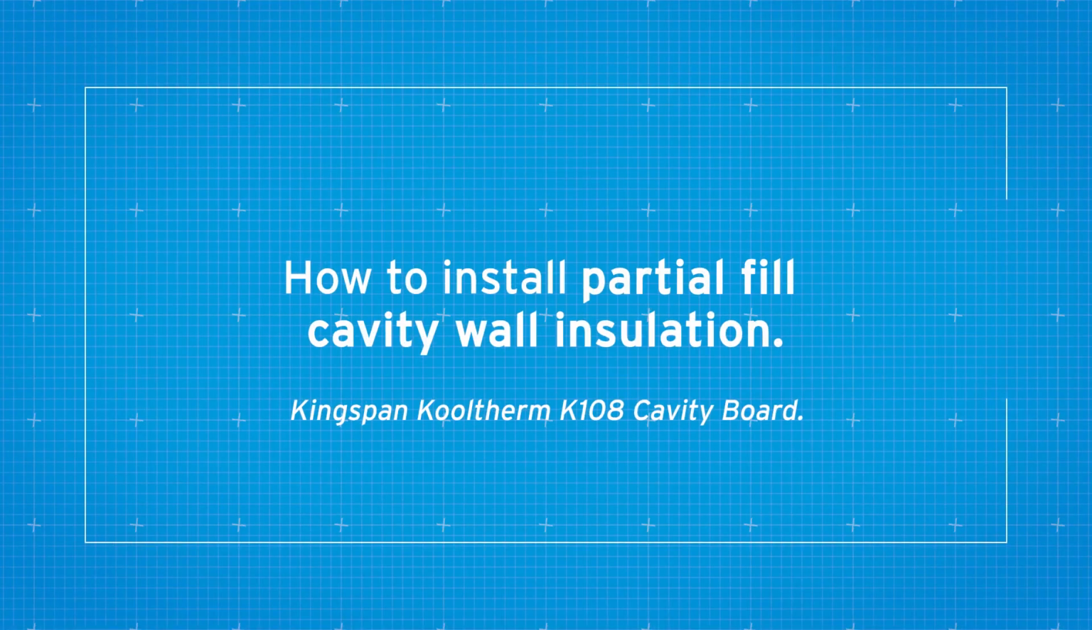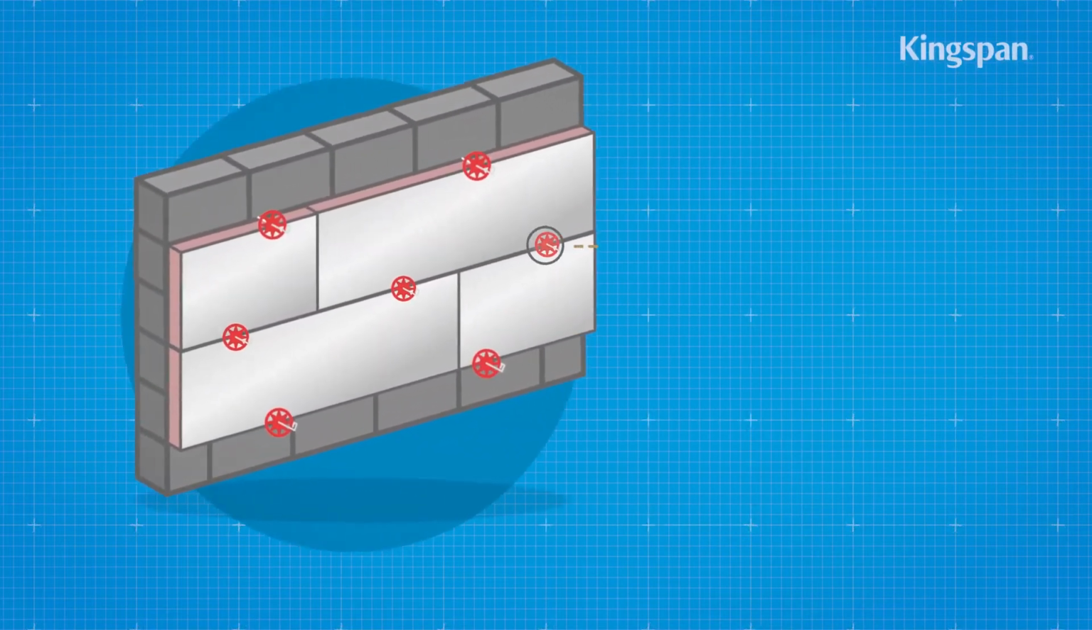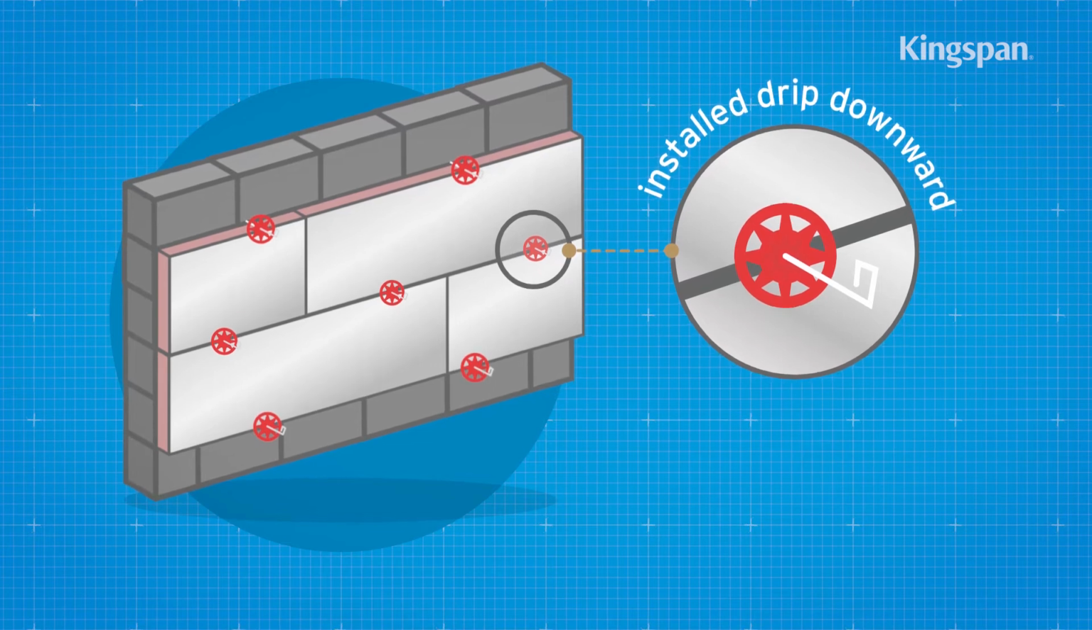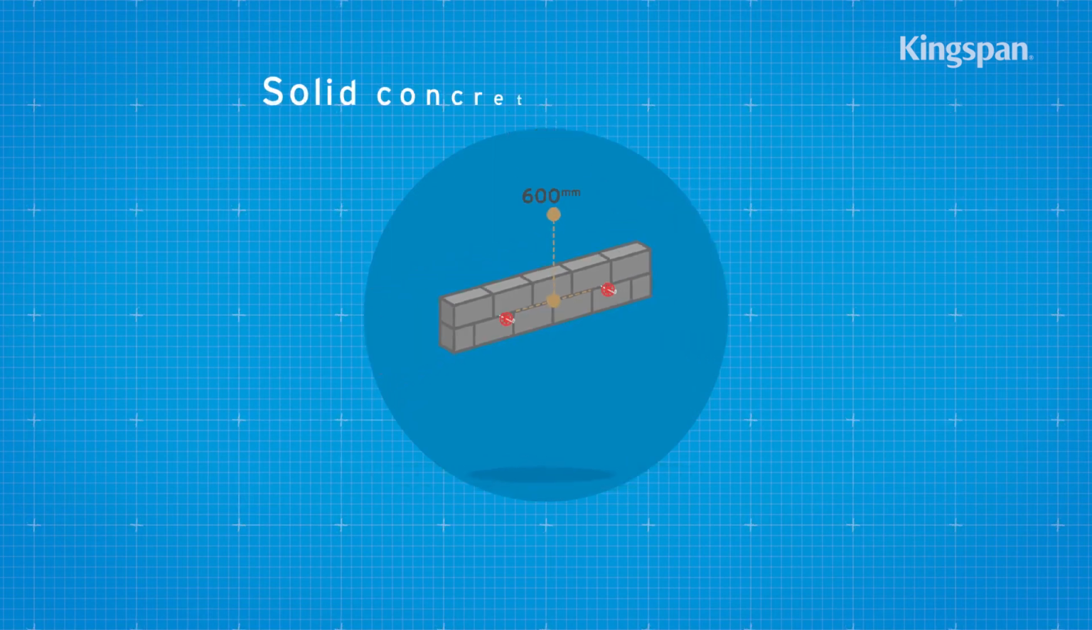How to install partial fill cavity wall insulation. Cavity wall insulation is normally held in position by the wall ties used to tie the two skins of masonry together. Install wall ties in the inner leaf at 600 mm horizontal centers.